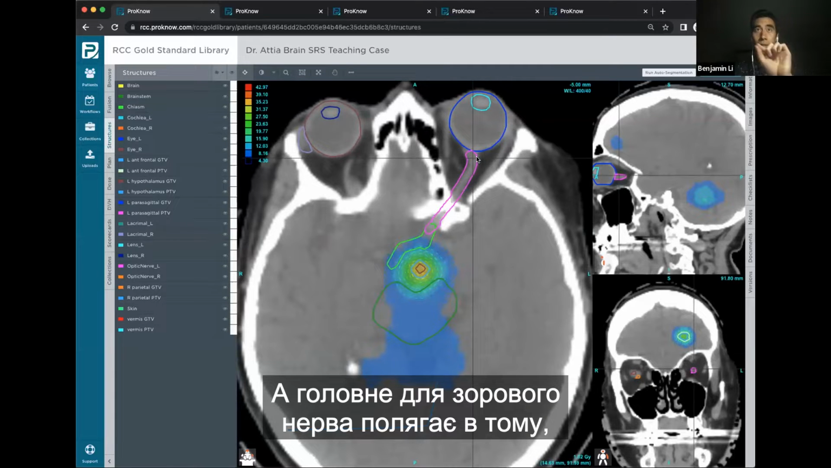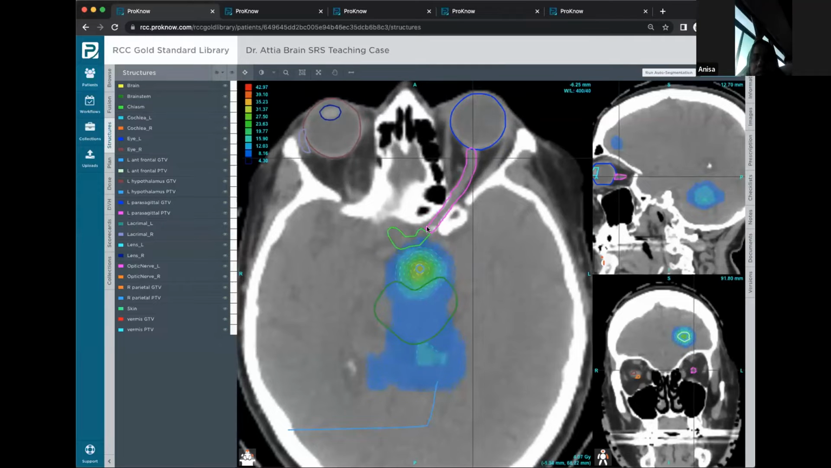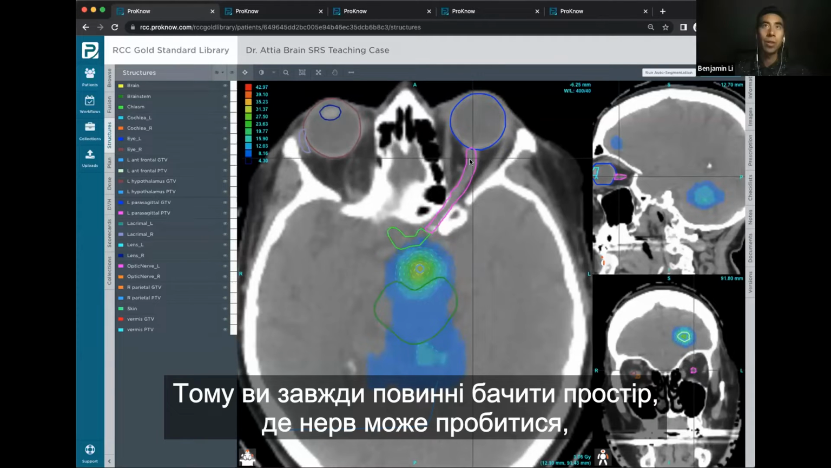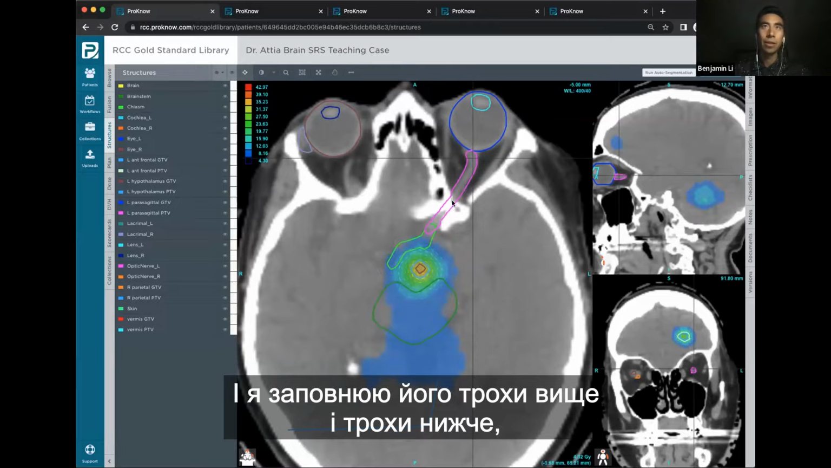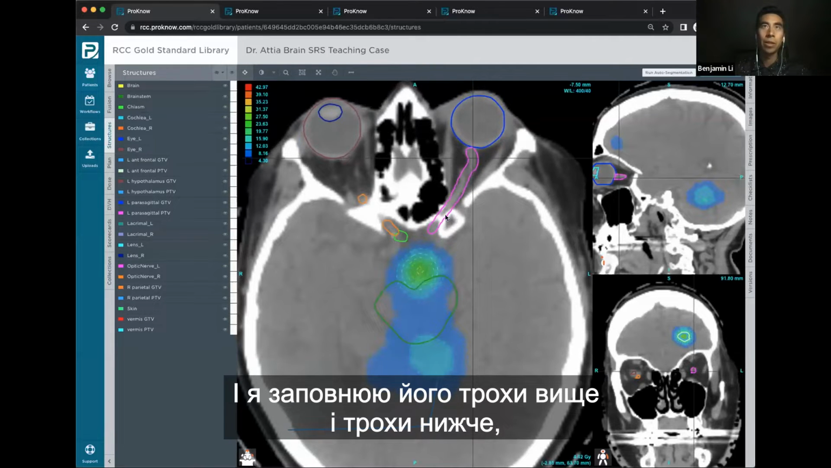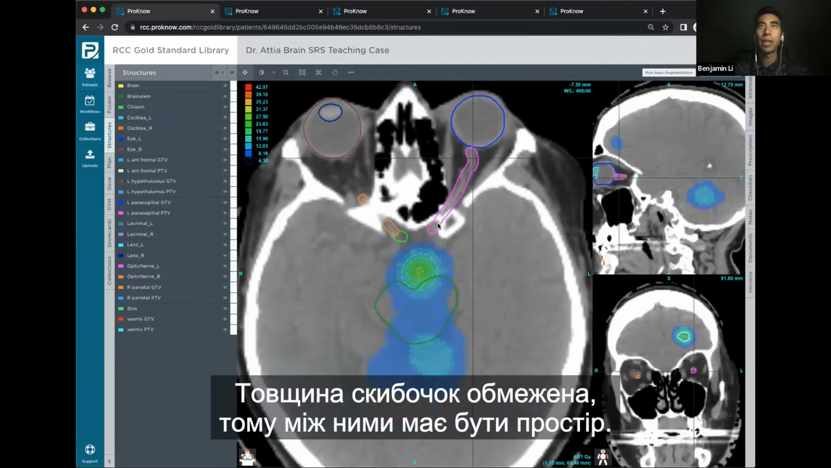The take-home point for the optic nerve is that it always is going to pass through the optic canal. So you should always see a space where the nerve is able to make its way in. When you see that space, you want to fill it in. I fill it in just above and just below as well, because it's a three-dimensional structure. The slice thickness is finite, so there's going to be space in between.